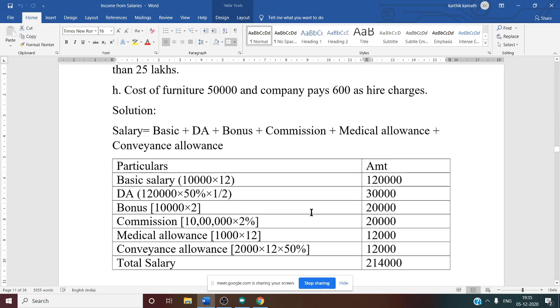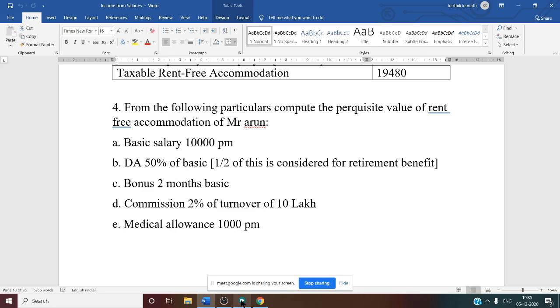So any doubt regarding this problem, you can ask me now. Just tell me, any doubt? Have you understood RFA calculation? This format, everything is the same. The format is the same, only the rules you have to apply.